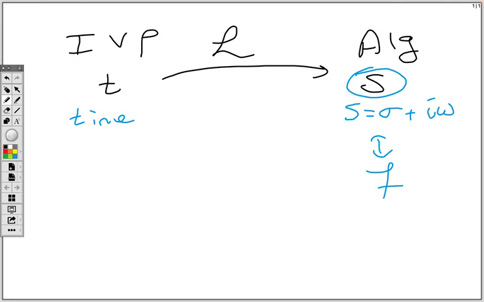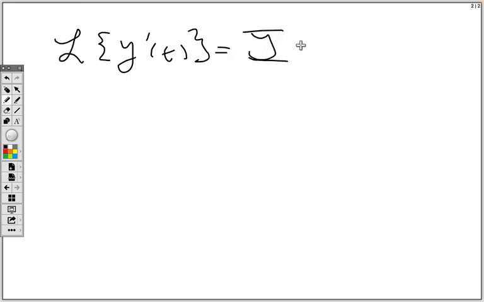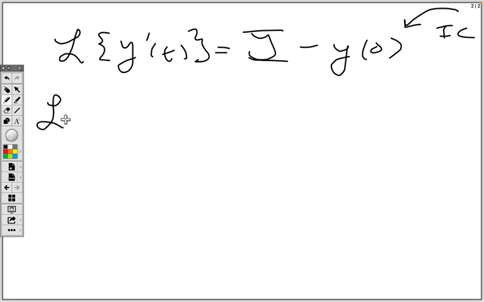Anyhow, once we get it over here into the S domain, we solve the algebra equation, and then we use the inverse Laplace to bring it back. And so the key formulas that we developed yesterday: the Laplace transform of the derivative, we'll call that capital Y minus y at 0. So this is why we need the initial conditions. And we derived this using the integral definition. And then we iterated that.